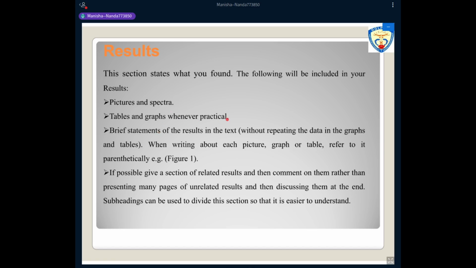Then comes tables and graphs wherever practical. It is always advisable because you get a lot of data. Suppose you get some spectrophotometric reading or any digital reading, right? It becomes very difficult for a reader to get a trend out of those. Suppose you're working on enzyme activity, on how temperature affects enzyme activity, and you are doing it spectrophotometrically. You get some data.